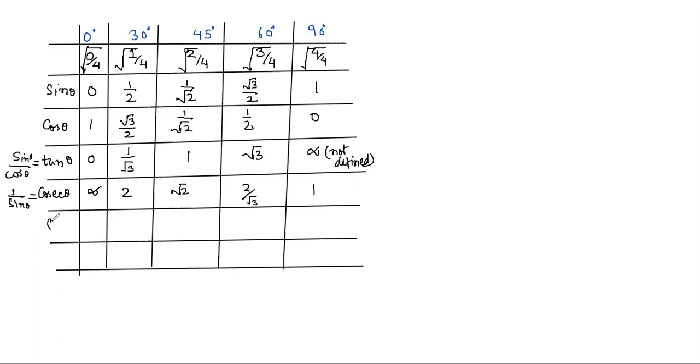Now we want to get the value of sec theta. Sec theta is the reciprocal of cos theta. So we will take the reciprocal and write down the value here. It is 1 upon 1, so this is 1. Or this is 2 upon root 3, square root 3.